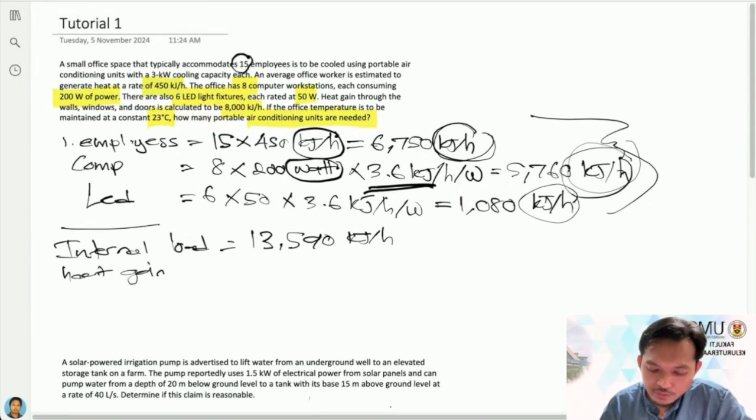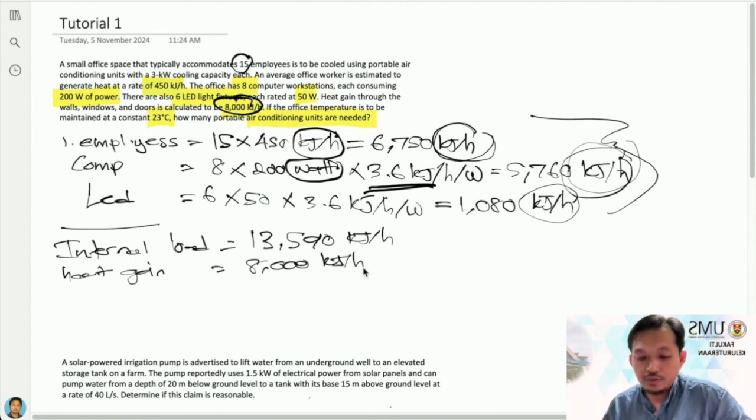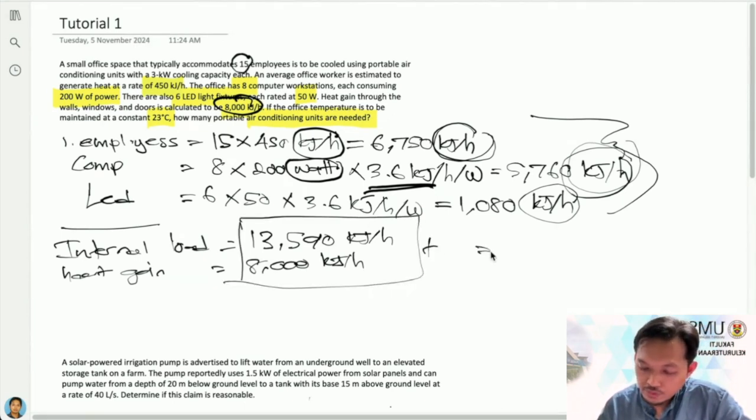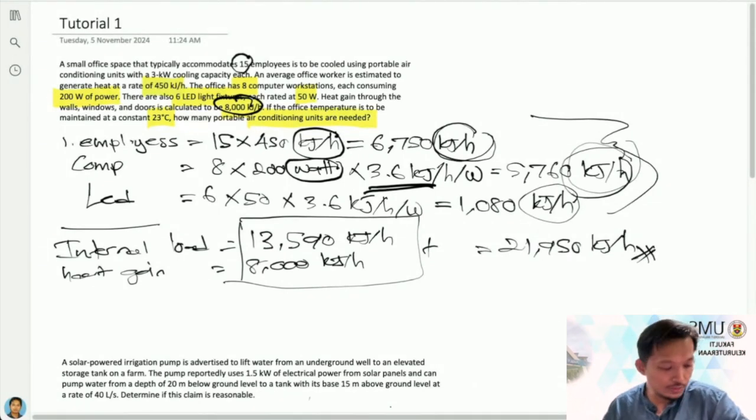Calculated at 8,000 kilojoule per hour. So once you have that, the total heat load will simply be the total. You should get 21,950 kilojoule per hour. So this is your total cooling load.